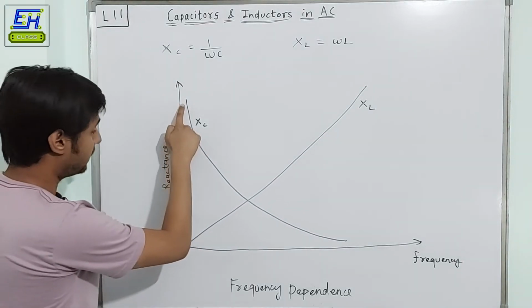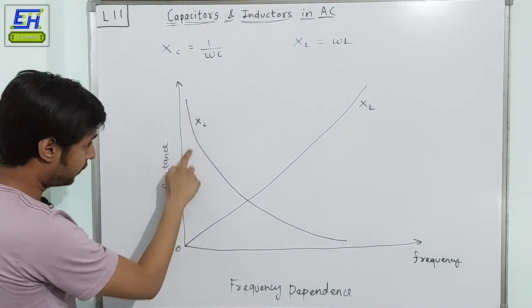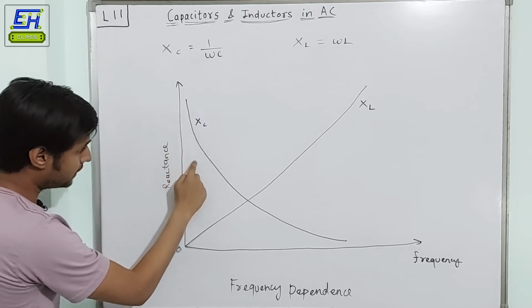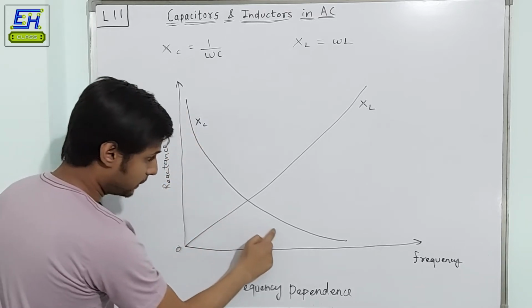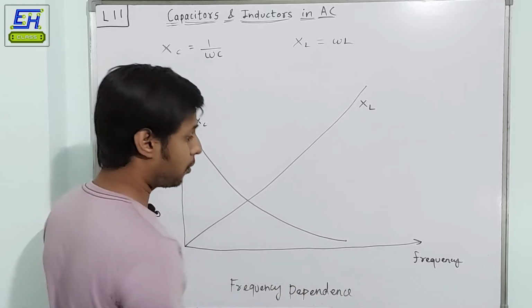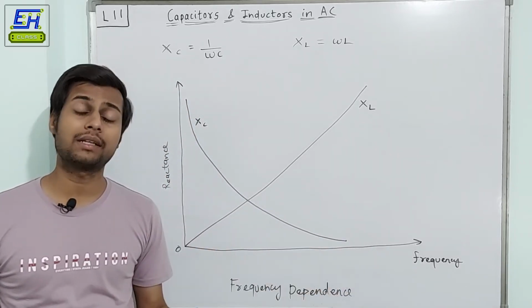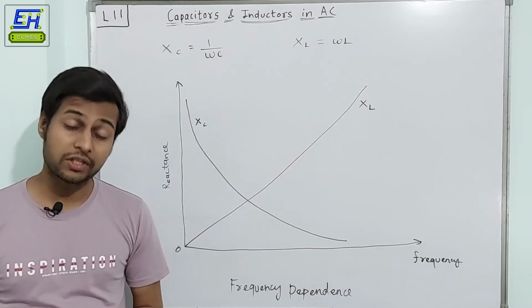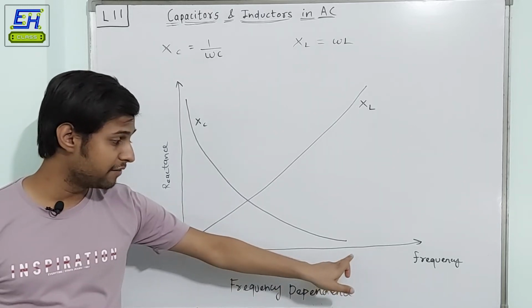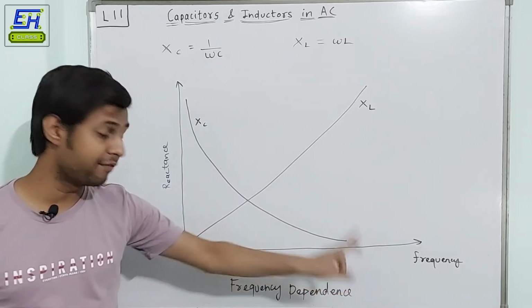After that, if you further increase the frequency, it will slowly decrease its capacitive reactance until at a certain point it will almost approach zero. So at higher frequencies, capacitors actually behave as a short circuit. They will provide very little reactance at high frequencies.